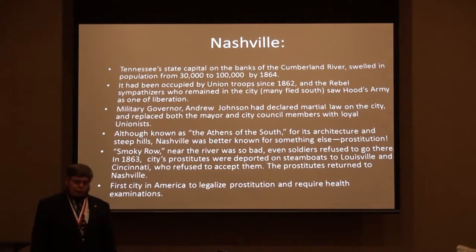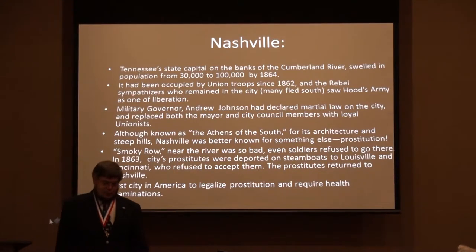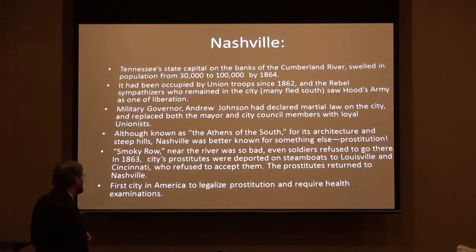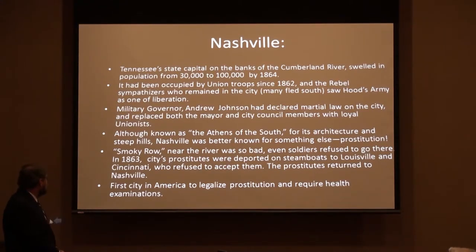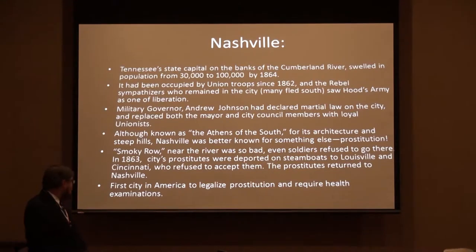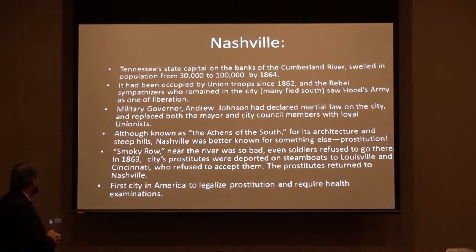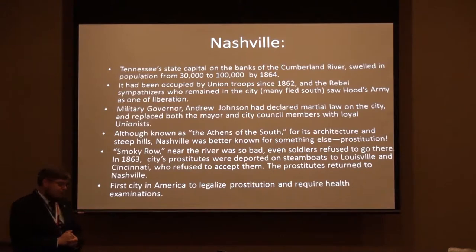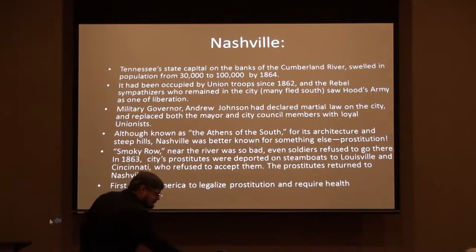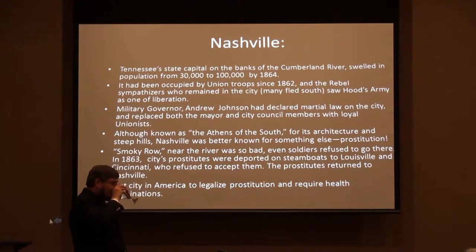But in 1864, it was noted for something else, much less glamorous. That was prostitution. Smoky Row near the river was so bad, even soldiers refused to go there. In 1863, the city's prostitutes were deported on steamboats to Louisville and Cincinnati, who even refused to accept them. It might be noted that the people visiting those prostitutes were usually Union soldiers.